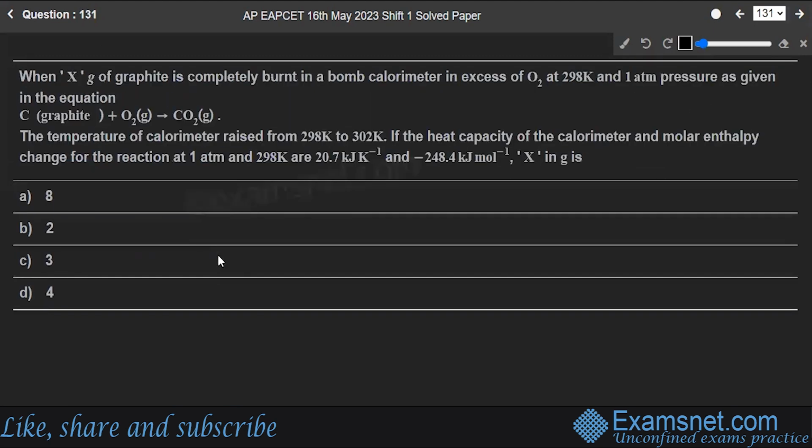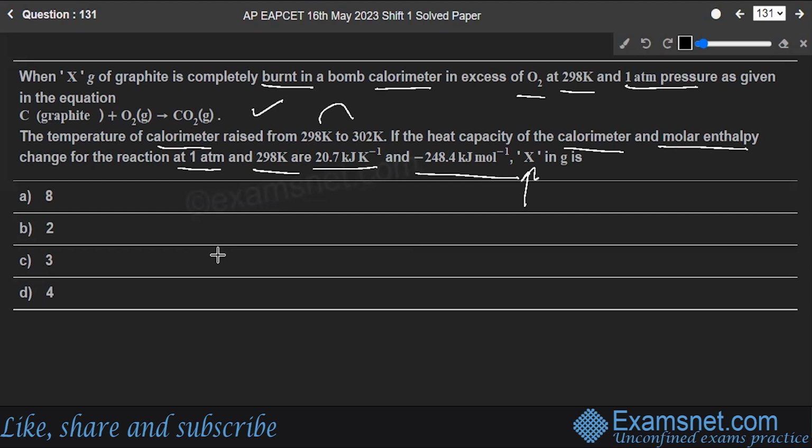Hope you got that. Next is 131. When X gram of graphite is completely burned in a bomb calorimeter in excess of oxygen at 298 Kelvin, 1 atmosphere pressure as given by this equation, the temperature of calorimeter raised from 298 to 302 Kelvin. If the heat capacity of the calorimeter and the molar enthalpy change for the reaction at 1 atmosphere 298 Kelvin are this and this, then what is X in grams?